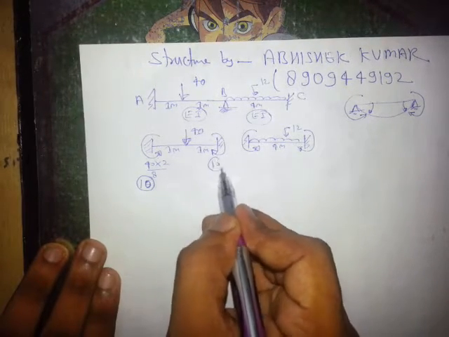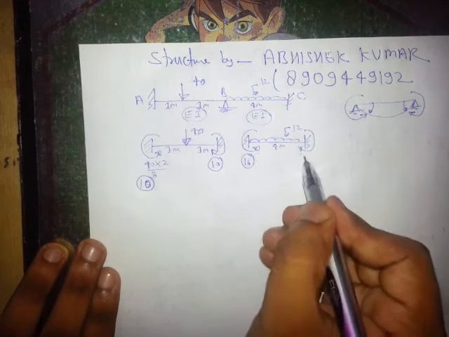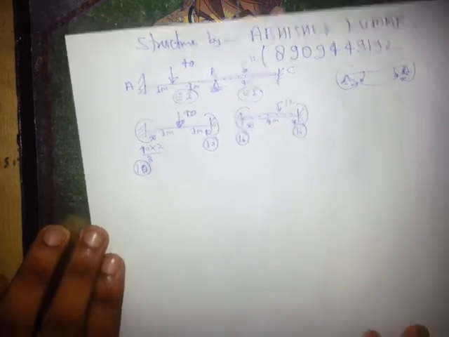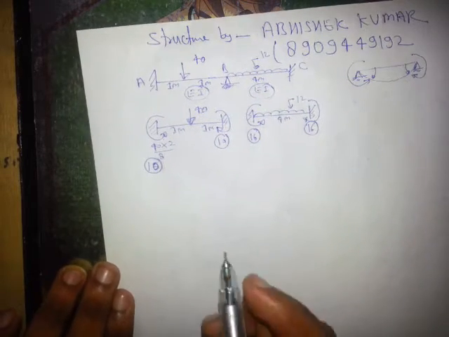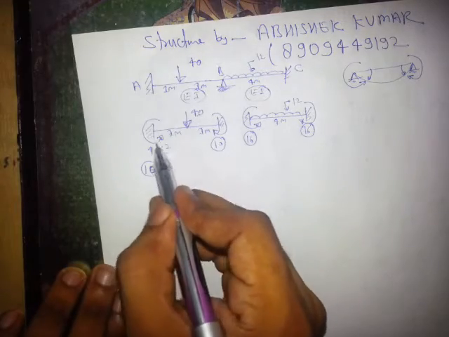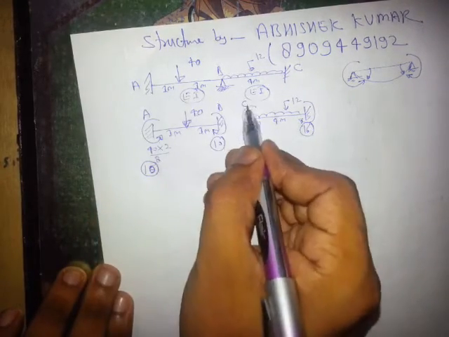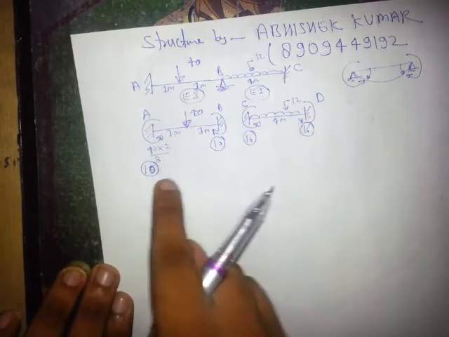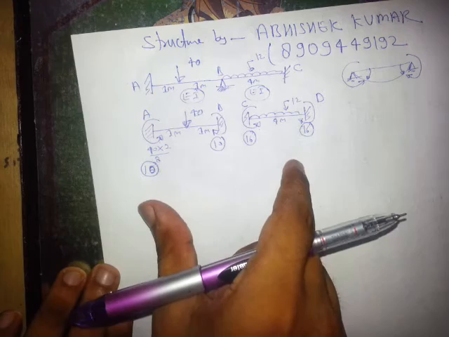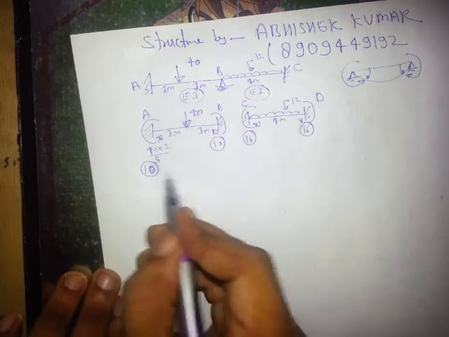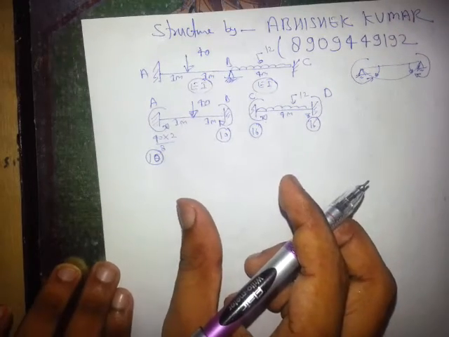This value will also be 10. It will be WL square by 12, so this value will be 16. This value will be 16. Now I told you that we will write the sign convention: anti-clockwise negative and clockwise positive. So this is A, this is B, this is C, this is D. These are not the real end moments, these are the fictitious moments, or the wrong moments which we have to correct.